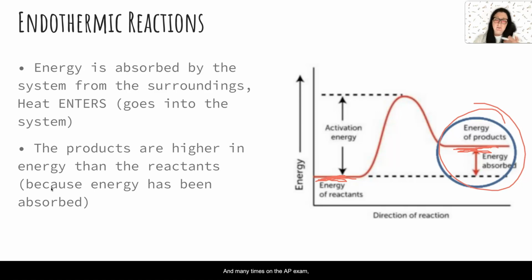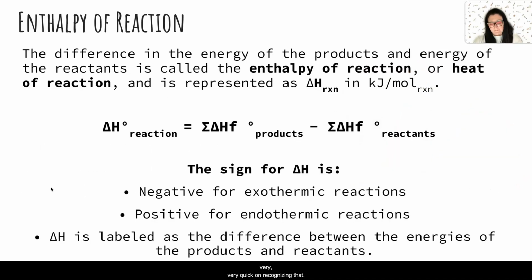Many times on the AP exam, they may not tell you something's exothermic or endothermic. They may not give you a graph. They could just give you some delta H value, and what you're really looking at is the sign. Is it positive or is it negative? Endothermic reactions are positive, exothermic reactions are negative. So make sure that you are very, very quick on recognizing that.